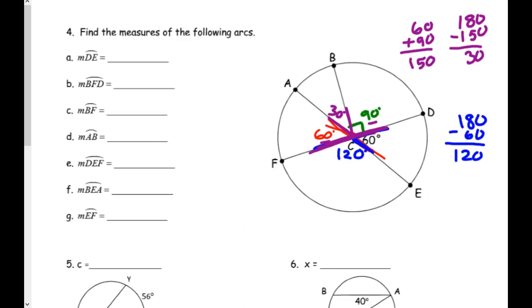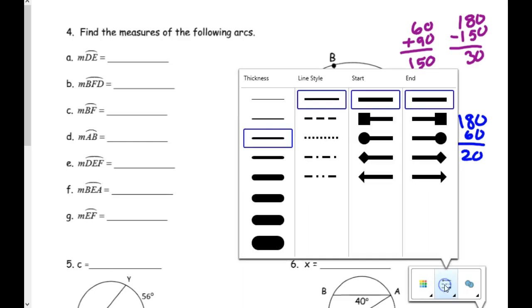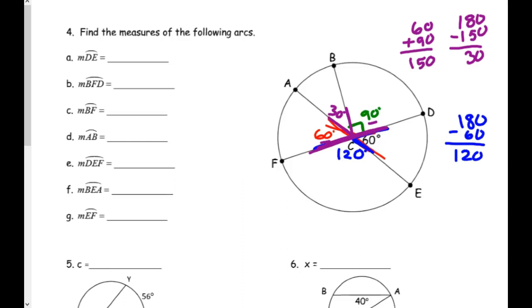Cool. Now let's do this. Number 1, the measure of angle DE. So I'm going to look at DE. From D to E is 60 degrees in the central angle. That's it. Okay, BFD, major arc, from B straight to F and then to D.